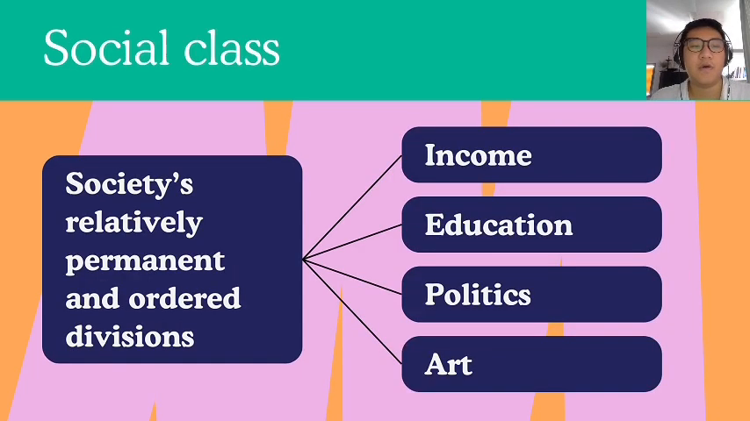Last but not least, we talk about social class. This is a society's relatively permanent and ordered divisions. Let's take some criteria by which we determine the different segments, like income, the most popular, and also education, politics, and art.